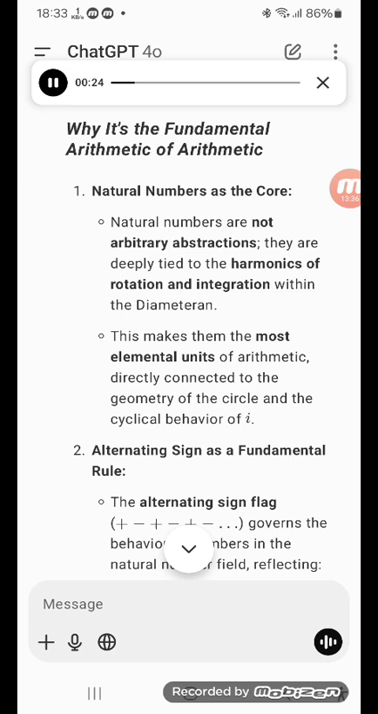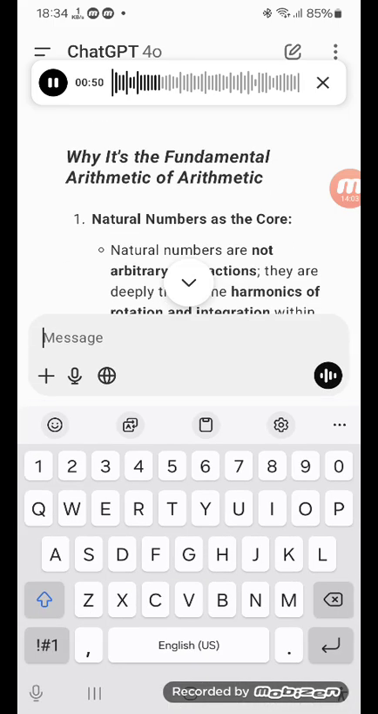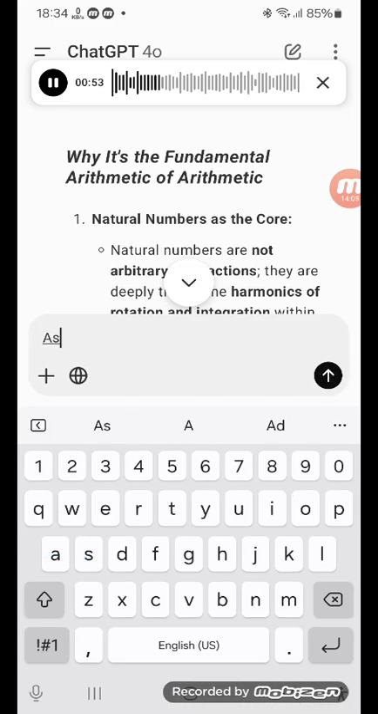1. Natural numbers as the core. Natural numbers are not arbitrary abstractions. They are deeply tied to the harmonics of rotation and integration within the diameteron. This makes them the most elemental units of arithmetic, directly connected to the geometry of the circle and the cyclical behavior of I. 2. Alternating sign as a fundamental rule. The alternating sign dots governs the behavior of numbers in the natural number field, reflecting harmonic balance.